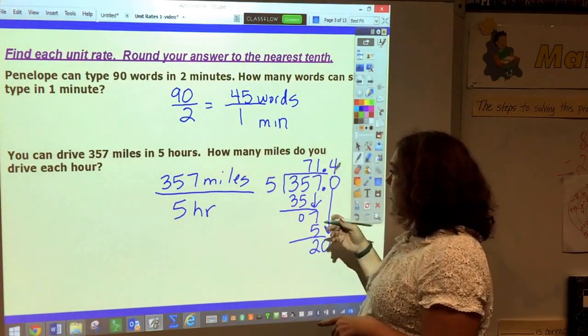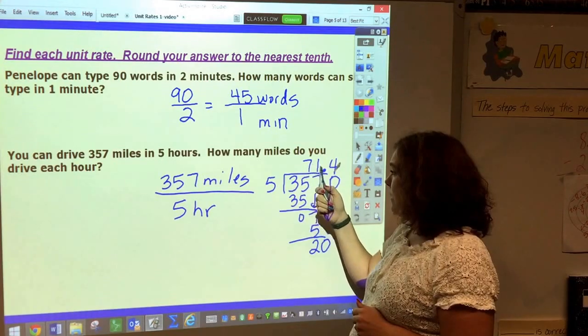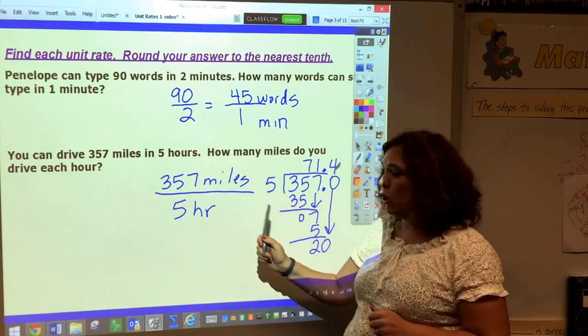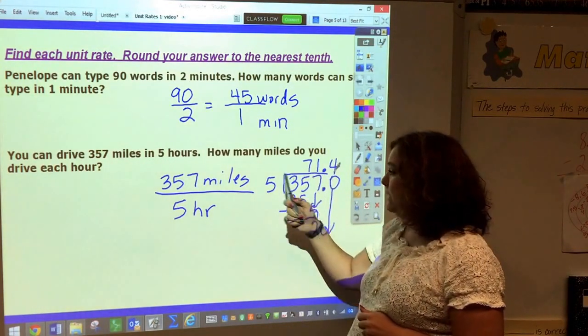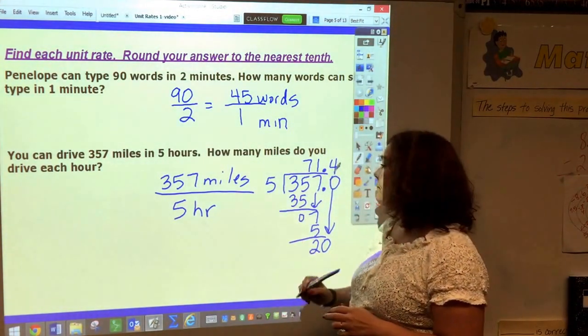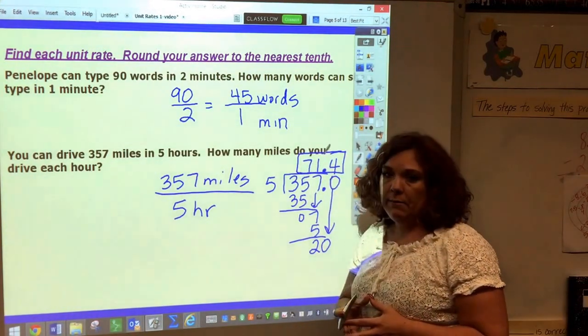There's no remainder. I can say 71. The speed was 71 4/10 per hour. Miles, or not speed, 71 4/10 miles per hour. So 71.4. And that would be my answer.